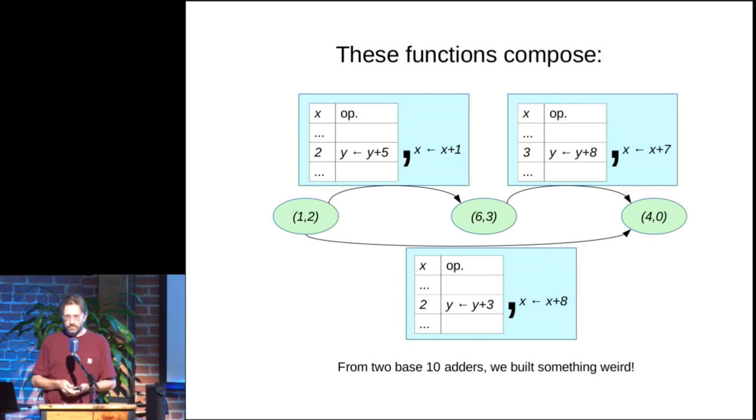Those functions still compose into other functions of the same form. So they're closed under composition. If you write down an example with two of these, it's very easy to see what the table looks like for the composite of these two functions expressed in this way. Who knows what this does? We started with two base 10 addition operations, but now we're doing something weird and crazy.